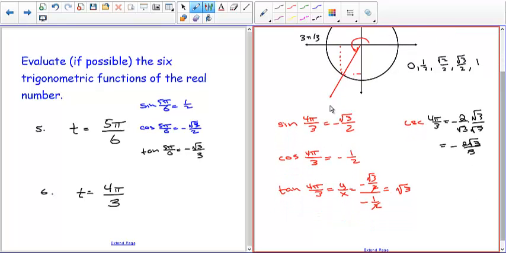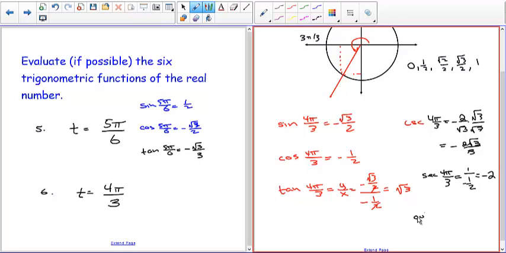So the sine and cosine have the same signs as the cosecant and the secant. Now here we have it the other way around, so we have 1 over x for the secant, so you get 1 over negative 1/2, which is negative 2. And remember, the sine and the cosine are always between negative 1 and positive 1. The secant is always greater than 1 or less than negative 1.